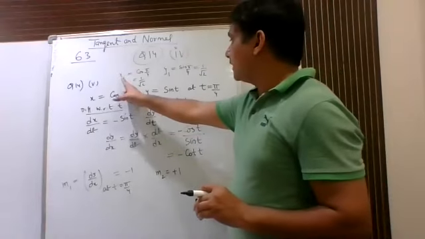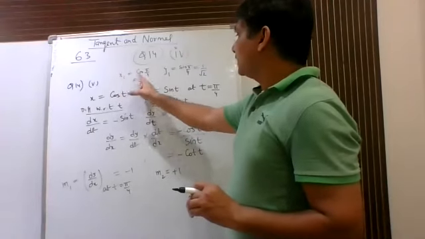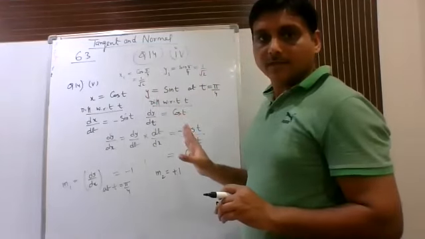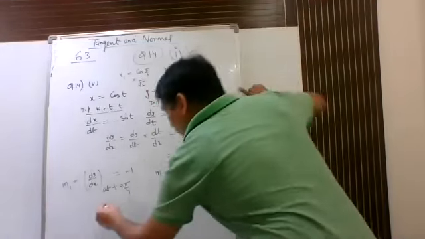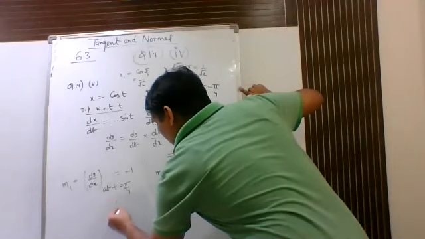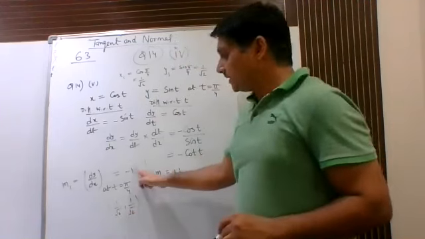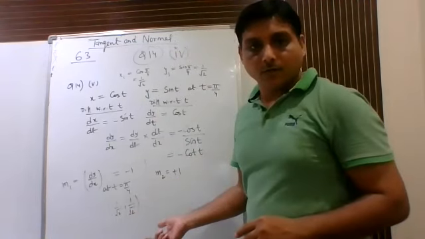So we substitute that x1, y1. So x1 is cos pi by 4, that is 1 by root 2. Y1 is also 1 by root 2. So x1, y1, both are 1 by root 2, 1 by root 2. So this is the point now, right? So this is the point, this is the slope. You just want to find the equation.